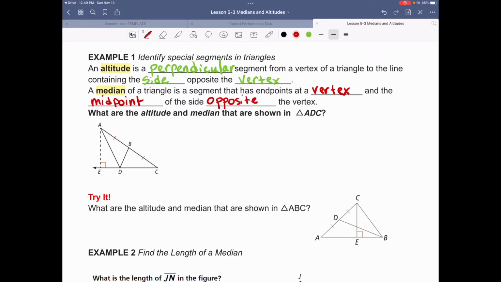So what are the altitude and median that are shown in triangle ADC? All right, so the altitude is a perpendicular segment, so that's actually going to be this line here. So the altitude is line AE. And the median is the midpoint to a vertex, so that's line DB.